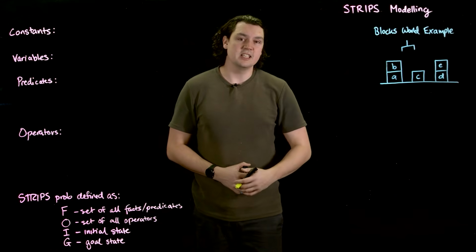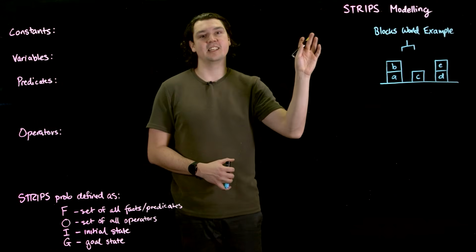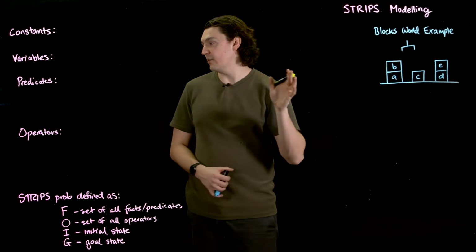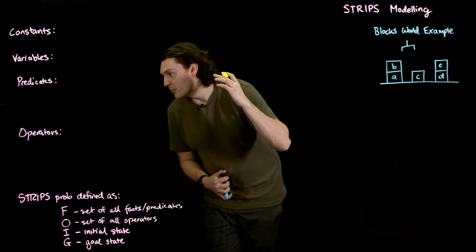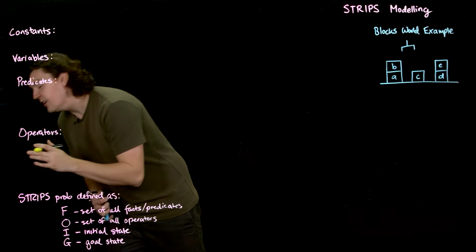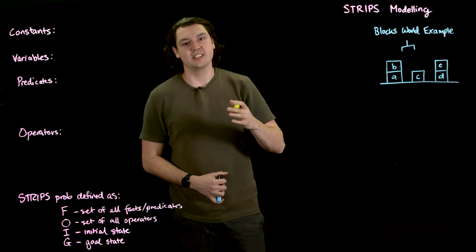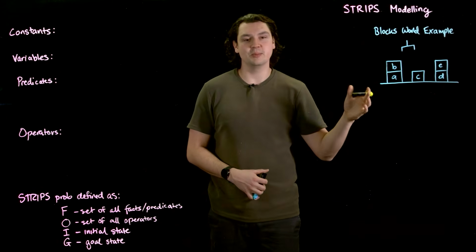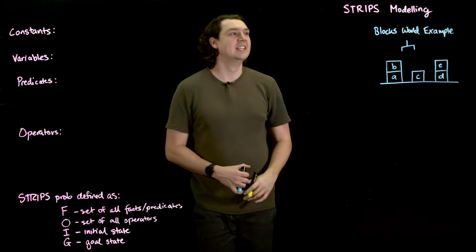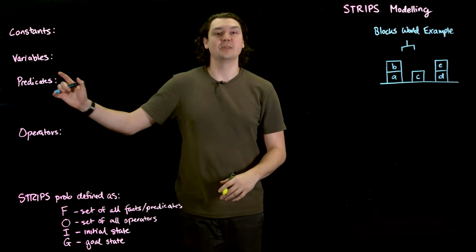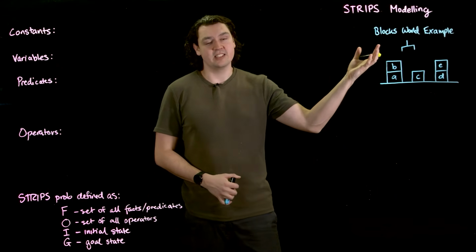So STRIPS stands for the Stanford, the T is a bit of a cheat, the Stanford Research Institute Programming? No, it's Problem Solver. The Stanford Research Institute Problem Solver. I get that wrong every time, and hence why I have an entire screen up just for the acronym. This came out of the Stanford Research Lab.